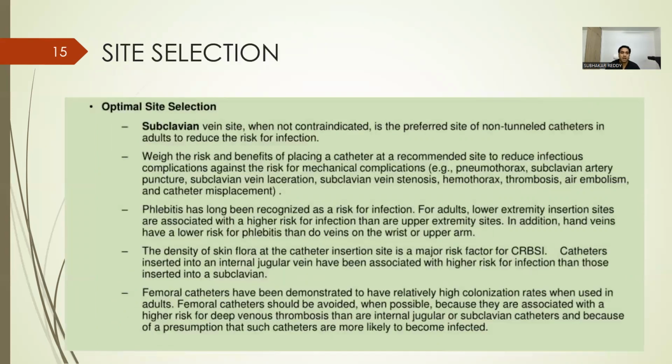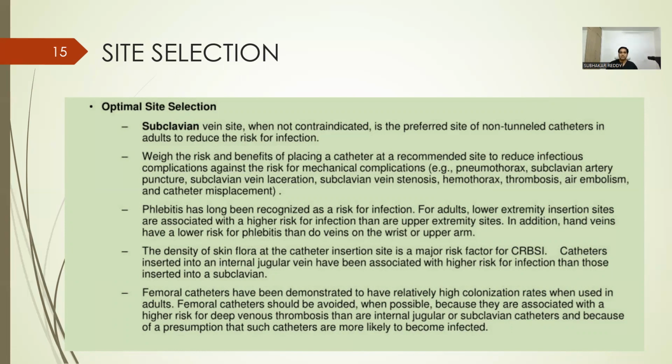On site selection, the subclavian is the preferred site when not contraindicated. But with the subclavian, the risk-benefit ratio, the skill of the operator, and complications such as pneumothorax and subclavian artery puncture should be taken into mind. Phlebitis is also long recognized as a site risk for infection. Lower extremities are avoided because they have a higher risk of phlebitis when compared to upper extremities.